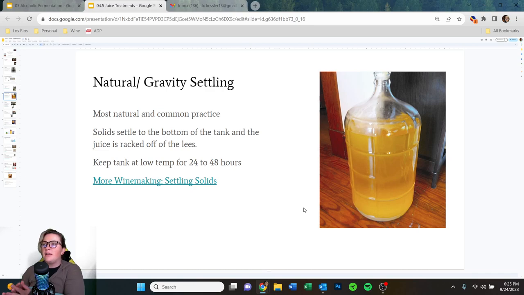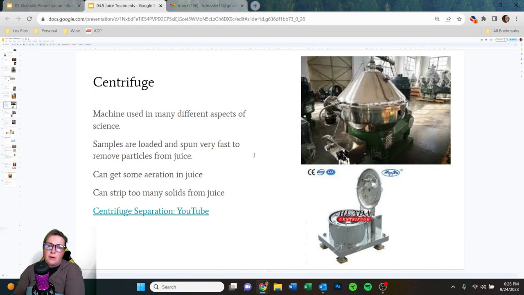Okay, so natural gravity settling. It's the most natural and common practice. If the tank or the container that holds the juice is kept cold for an extended amount of time, it'll help settle it out. It's not going to look perfect after this, but racking it off of this is really going to help keep it clean and give a healthy fermentation. We did do that in class, so it was very nice to see that in person. Keeping the juice at a low temperature for an extended amount of time is really key to this. Otherwise, it'll just start fermenting on its own through native yeast and bacteria. So it's really important to keep it very, very cold and make sure that you added the proper amount of sulfur dioxide upon pressing.